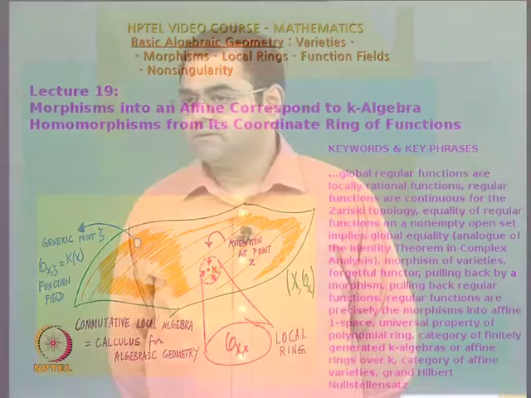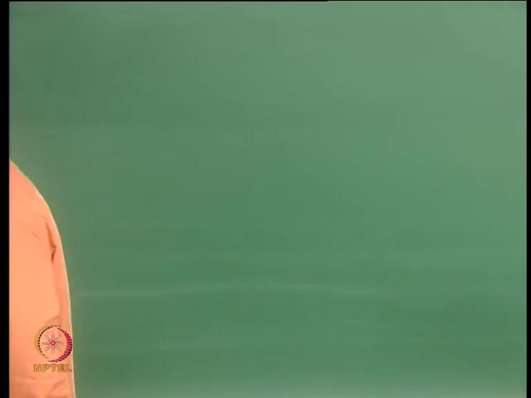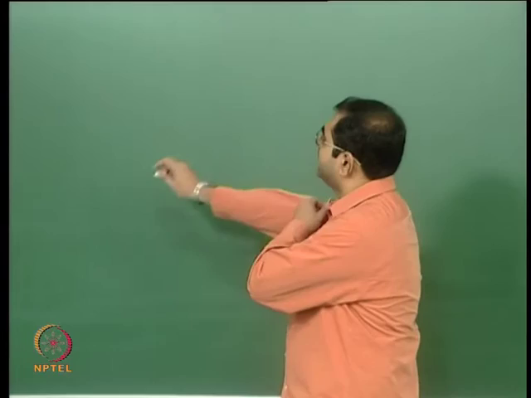So, you see, what we did last class was to define the notion of a morphism, and the idea of a morphism is that it is a continuous map which should pull back regular functions to regular functions, okay. That is the definition of a morphism. And then I stated a few results. Let me recall them.